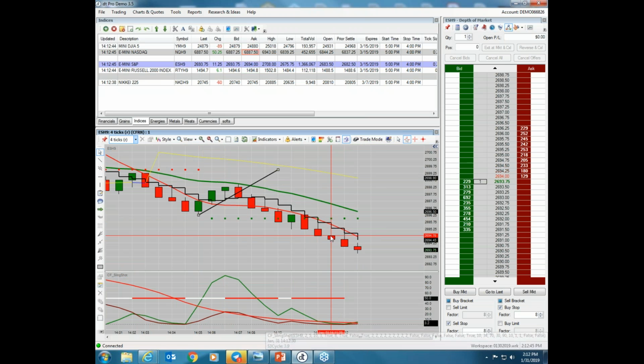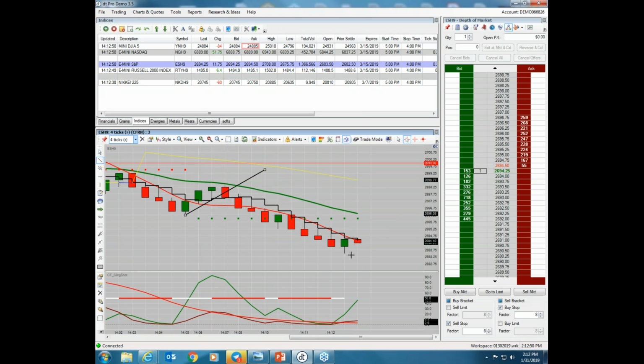Now, if it comes back here again, notice how we engage the trend line. We're going to get ready to draw a trend line. We get another green candle here. We're going to start drawing.